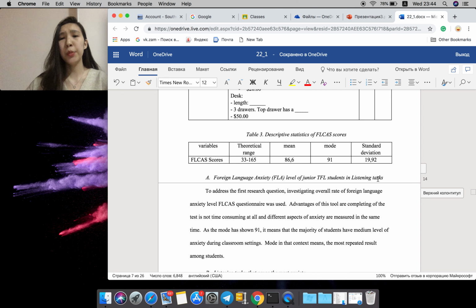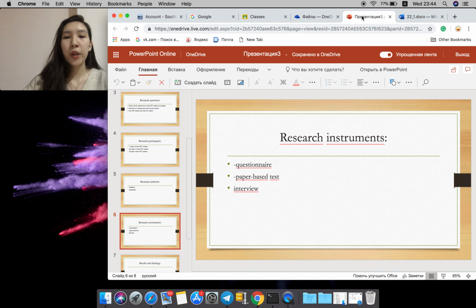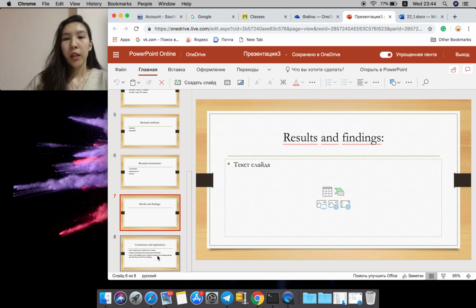I drew the descriptive statistics of the Foreign Language Classroom Anxiety Scale, and it showed me that the mode is 91. It means that the majority of TFL students have a medium level of anxiety during classroom settings. Next, about results and findings, I already explained to you.